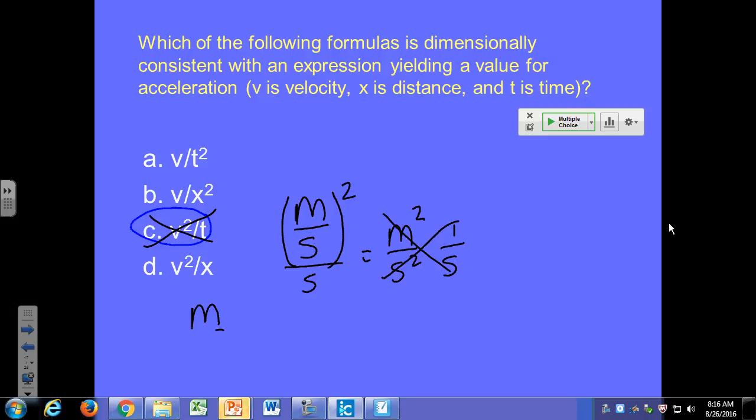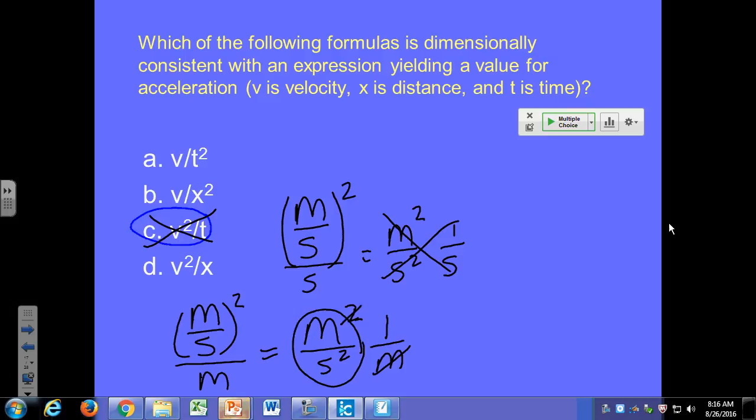Let's look at D. It's meters per second squared over meters. So that's going to equal meters squared per second squared times 1 over meters. That cancels, leaves me with meters per second squared, which is acceleration.